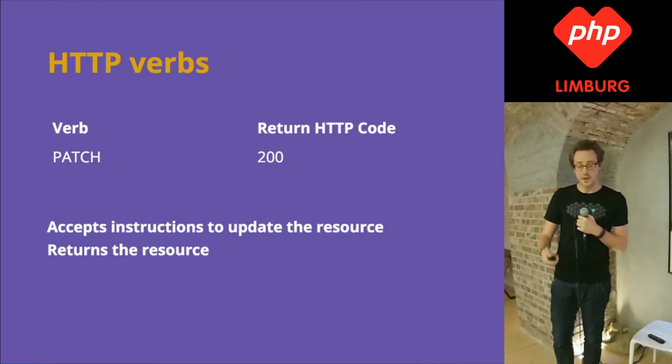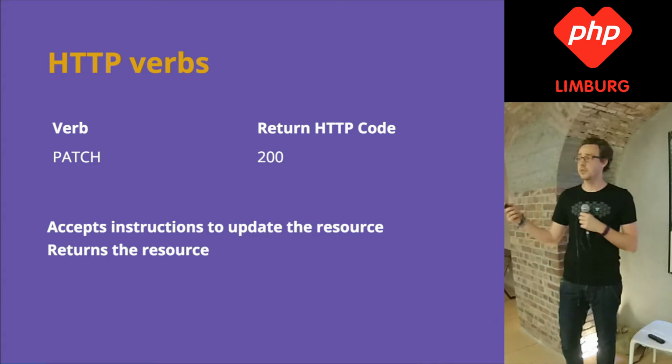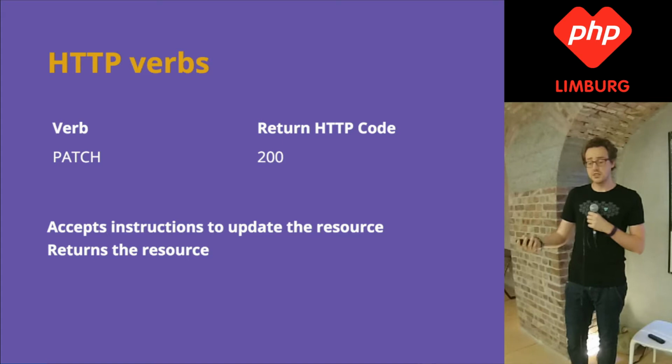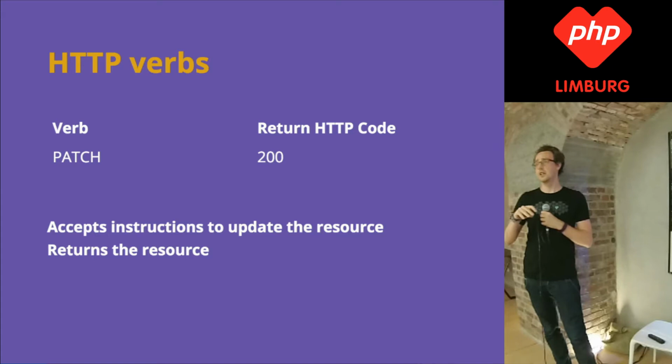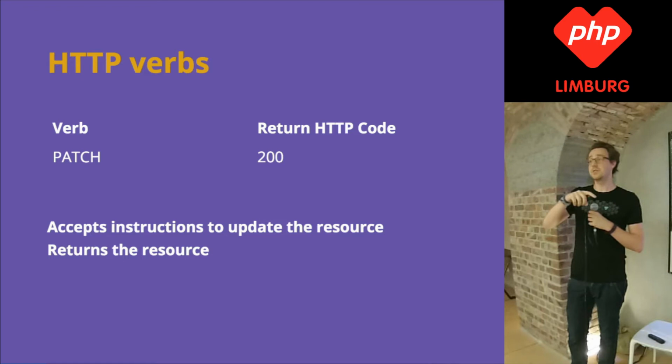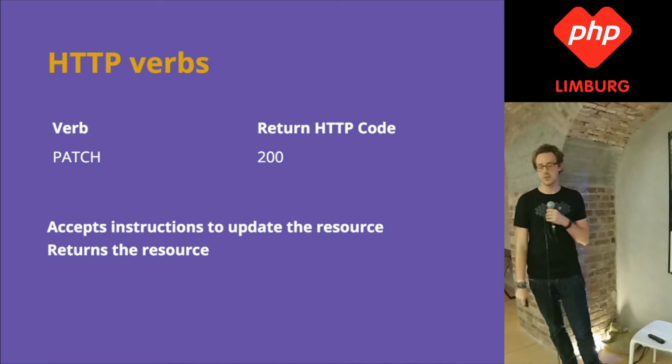Okay. And then we have patch. What does patch do? It updates part of a resource. So if you just want to update the body, you can do that with this. The difference between put and patch is that you don't have to run into async issues. So if one person wants to update just the body and the other person wants to update the title, then they get conflicts. In that case, you'll use patch.